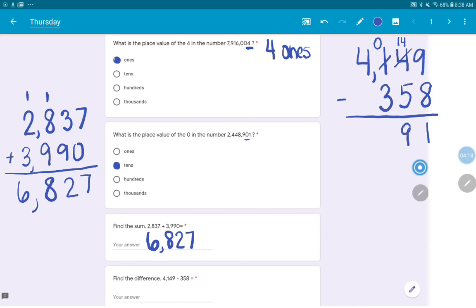Now I have 0 minus 3. Can I do that? No. So what am I going to do? Borrow from the thousands. I'm going to take one of those thousands. So that leaves me with 3. 10 hundreds equals 1,000. So I'm going to add 10 to the 0 that I already have. That makes 10. 10 minus 3 is 7. And 3 minus nothing is 3. So my answer is 3,791.